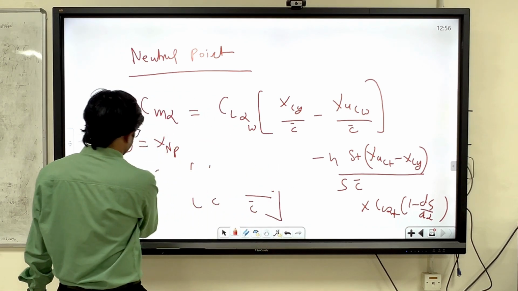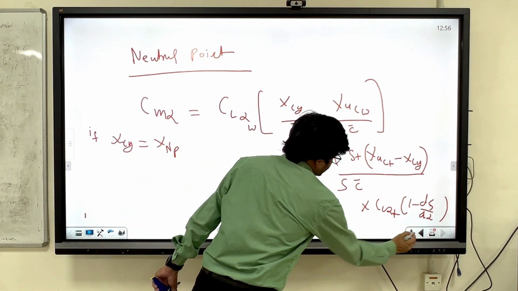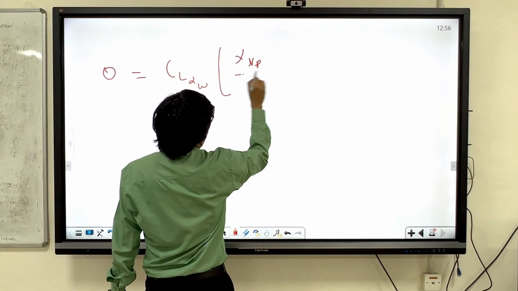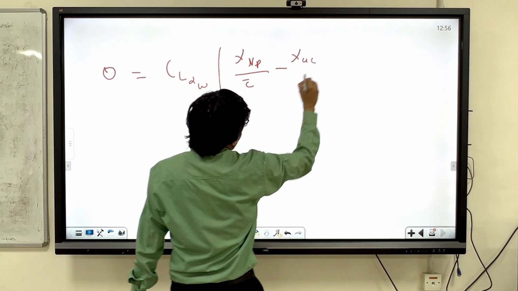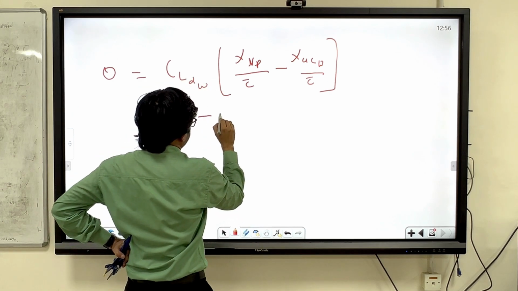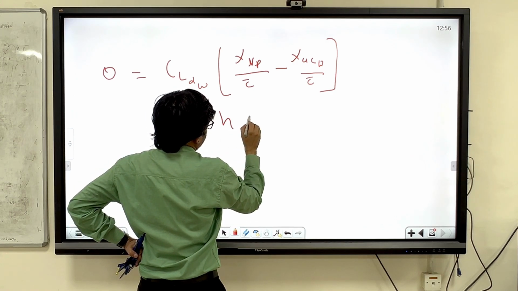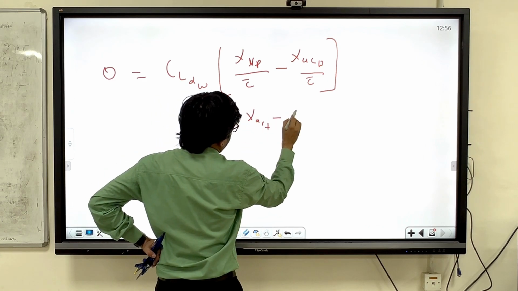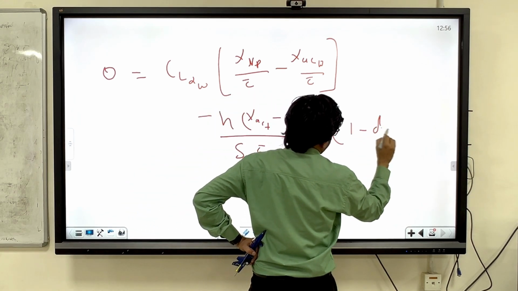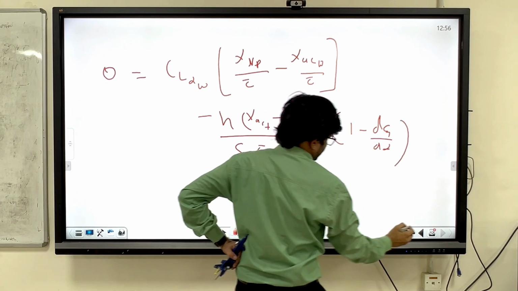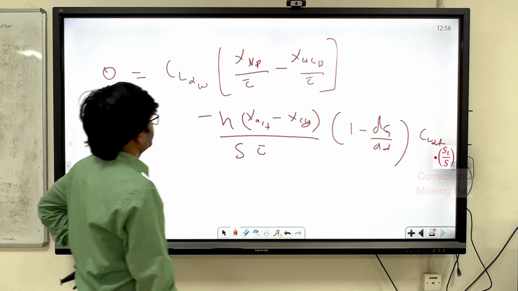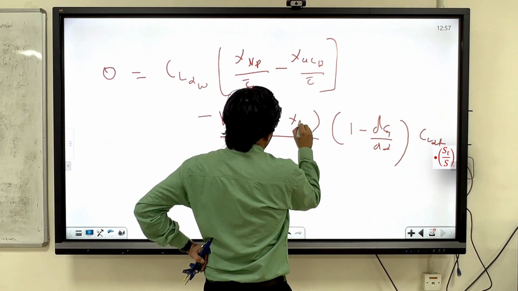Okay. Or from a new line we will start, to avoid possible confusion. CL alpha of the wing, XNP by c bar minus XAC of the wing by c bar. Okay. And minus eta VH times XAT minus XCG by c bar, times 1 minus dou epsilon by dou alpha, and CL alpha of the tail also we have to multiply. Okay. And in XCG you will put XNP.